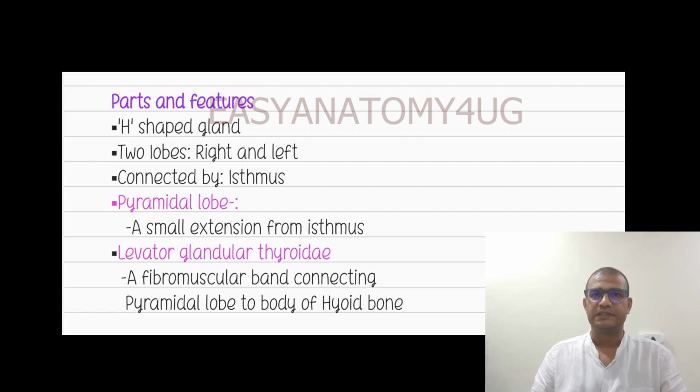It is a small extension from the isthmus, and this small extension is connected to the hyoid bone with the help of a fibromuscular band which is called the levator glanduli thyroidi. So this may be asked as a multiple choice question: levator glanduli thyroidi and pyramidal lobe.